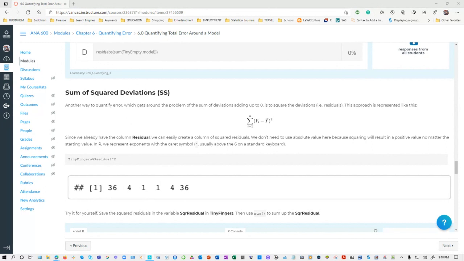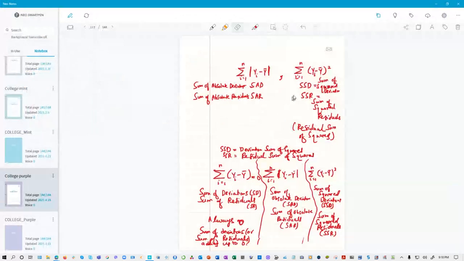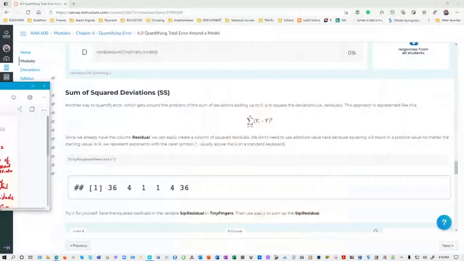I'll show you. Okay. This is what I'm talking about. See? Y minus y bar, now I'm going to square. This one said sum of absolute deviation. This one, sum of squared deviation. That's how you're going to do it. Sum of squared deviation. You're going to square this time. This should be SSD, SS is not enough.